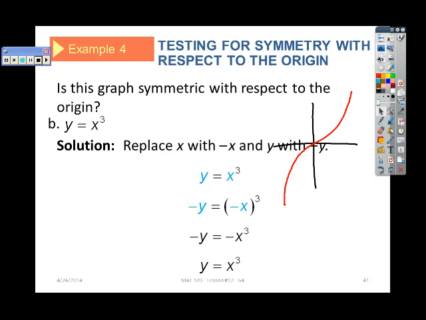It's not symmetric with respect to the y-axis. It's not the same over here as it is over here. It's not symmetric with respect to the x-axis, but it is symmetric with respect to the origin because you can do the double flip and it comes out to be the same thing. So, three types of symmetry.